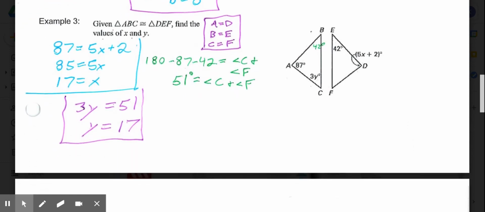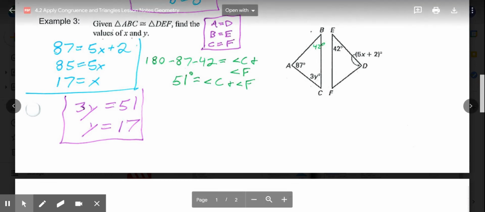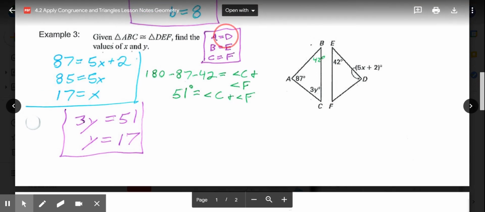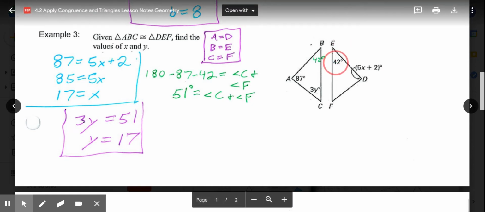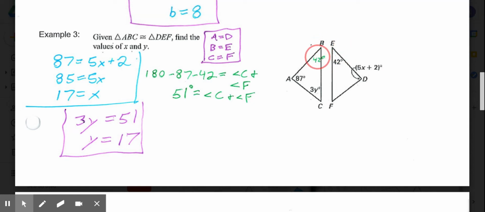Example 3, same concept. We're told triangle ABC is congruent to DEF. Find the values of x and y. So I know A corresponds with D, B with E, C with F. So then if I look at this, if E is 42 here, I know B is also 42. So then in this triangle, I have 42, 87, and 3y. So 180 minus the 87 and 42 would give me the measure of angles C and F, which would have to equal 51 degrees.